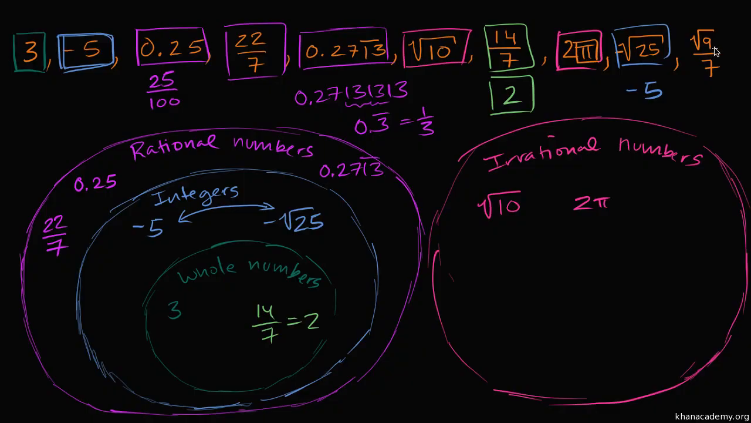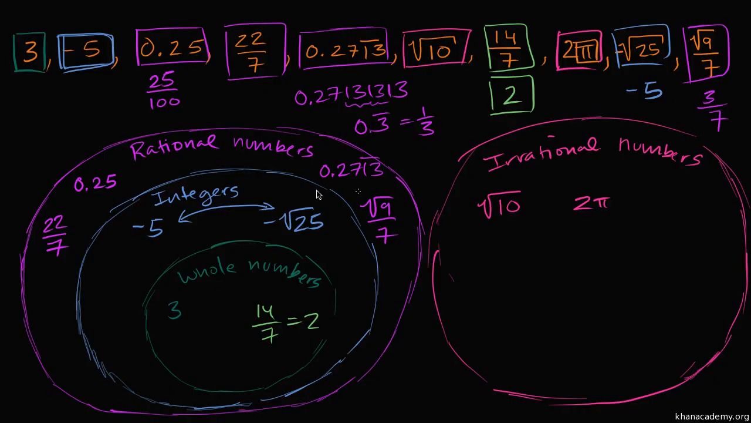And then you have, let's see, you have the square root of 9 over 7. Well, what's the principal root of 9? This thing is going to be the same thing. Let me do this in a different color. Square root of 9 is 3. This is the principal root of 9, so it's 3/7. So this is a ratio of two integers. This is a rational number. Square root of 9/7 is the same thing as 3/7.